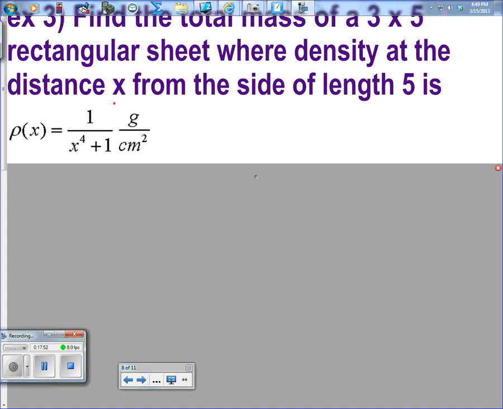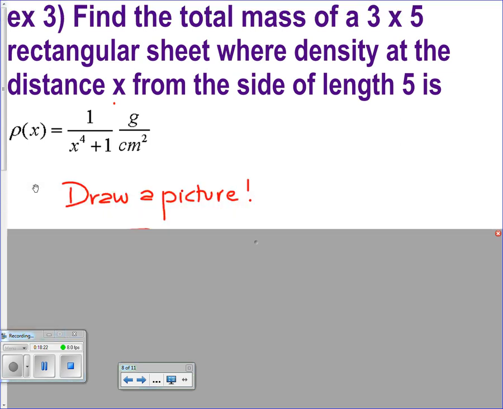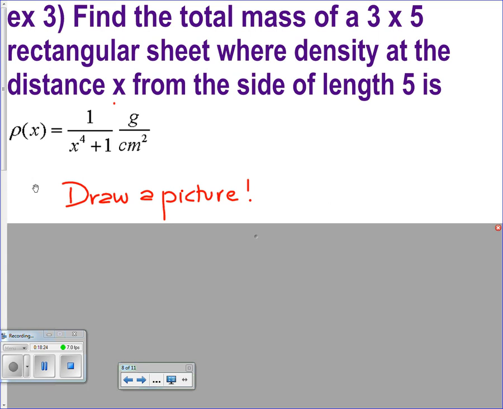Okay, your first step is to make sure you always draw a picture of this rectangular sheet. You may have been able to do this your own method, but I needed to picture, as I moved along from the side of length 5, what the whole mass of a strip would be. So you'll see me do it with a very rudimentary drawing. Sorry. So draw a picture.